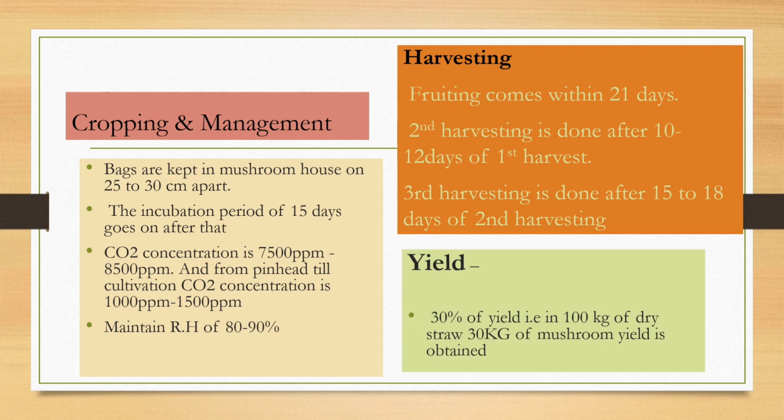Now coming to cropping and management, as bagging is completed, mushroom bags are kept in mushroom houses 25 to 30 centimeter apart from one another, hanging on nylon ropes, or even can be kept in racks. The incubation period of 15 days goes on after that. The white colony growth of mycelium spreads in these bags, which can be noticed easily in that period. The room is completely closed with no ventilation, and the carbon dioxide concentration is 7,500 ppm to 8,500 ppm. And from pinhead formation till production, the CO2 concentration is 1000 to 1500 ppm.